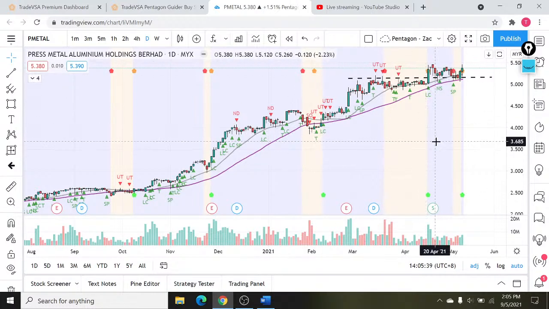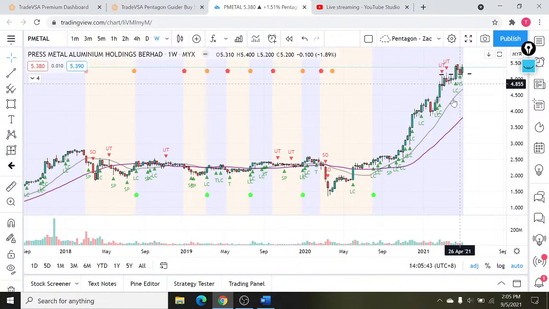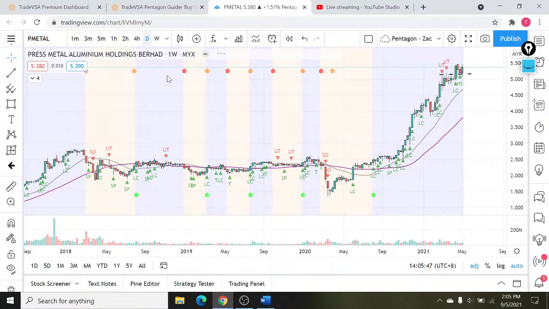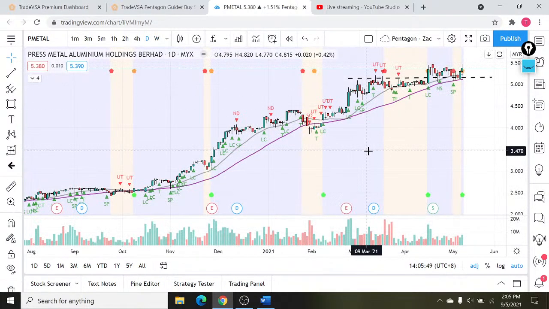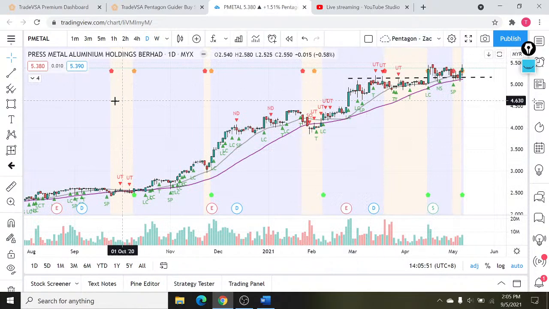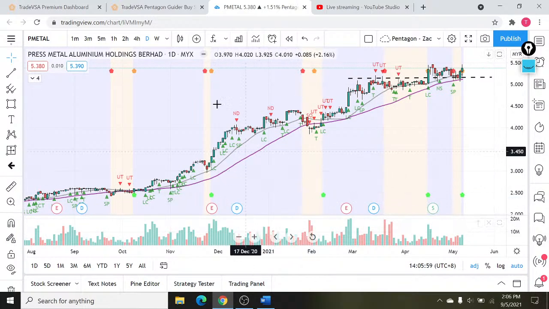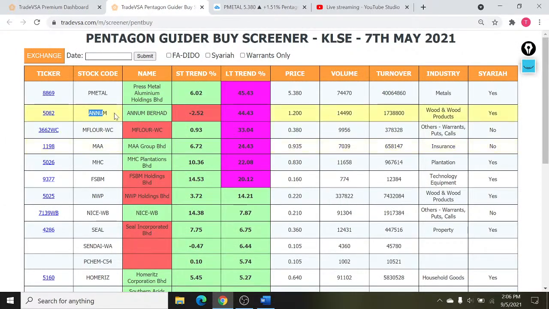Most of the time these counters have already broken up a lot. It's not really my cup of tea, but you can look for it if you like this type of good trend momentum, and the effort is pretty good too. My seafood, Mr. Martin, loves P metal. He's been holding P metal for quite some time. Alright, let's go to the other counter.